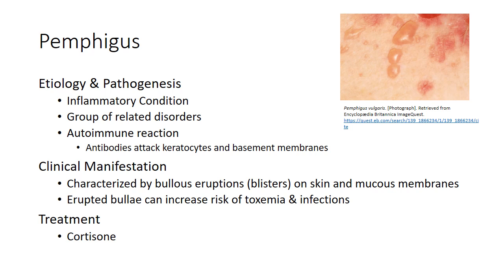Pemphigus is a group of related disorders with blisters. There seems to be an autoimmune component here where antibodies are made against keratinocytes, where they are separated from one another, and then these blisters are able to form.